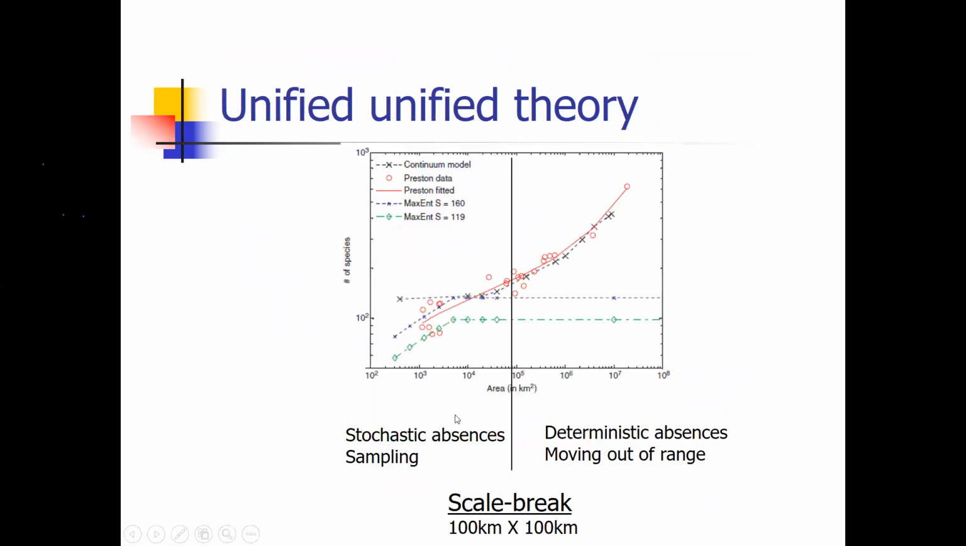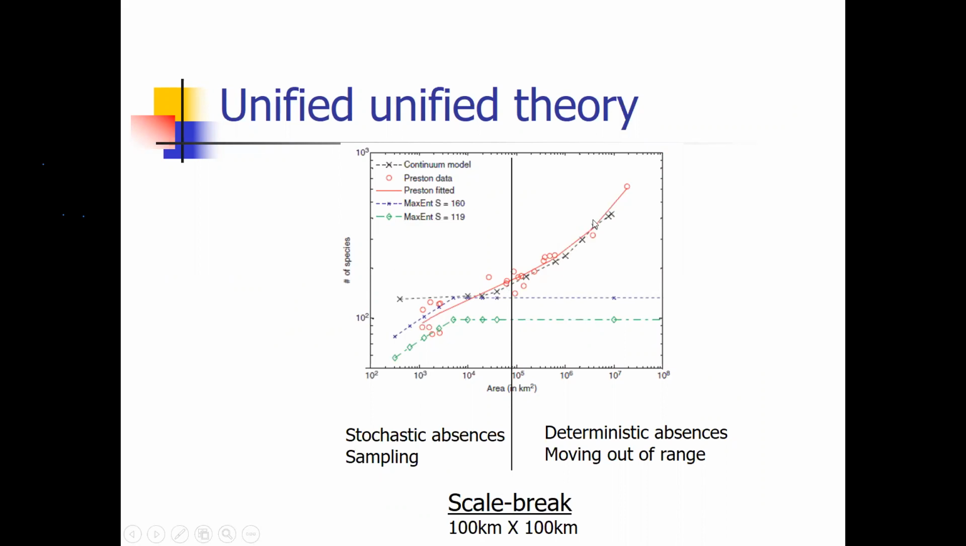Okay, so I want to make a point that this theory works extremely well. You may know the species area relationship is triphasic. This is a triphasic species area relationship for birds. This is actually one of the original triphasics from MacArthur's paper.